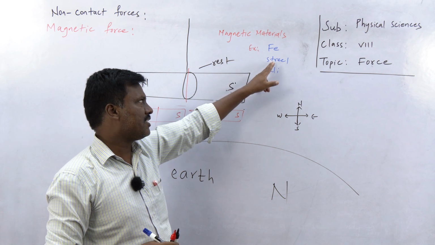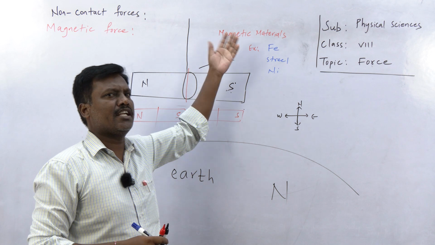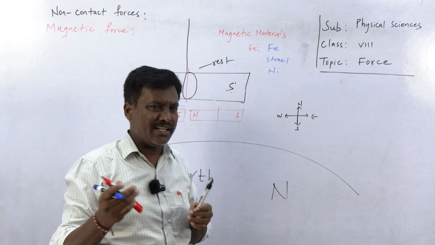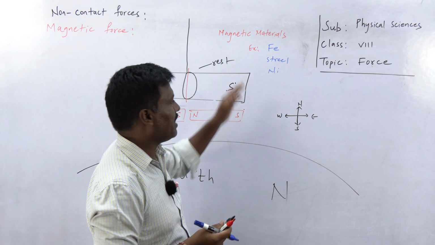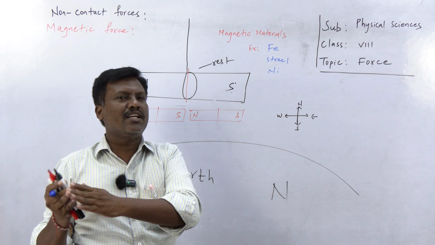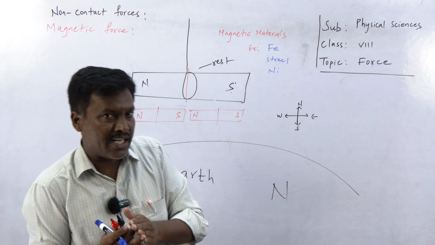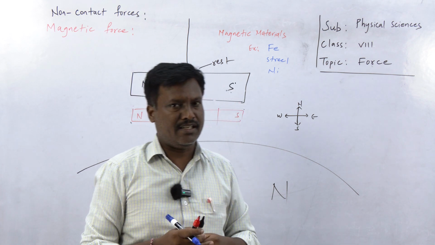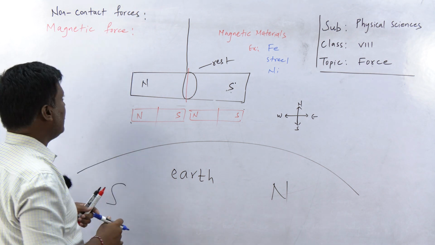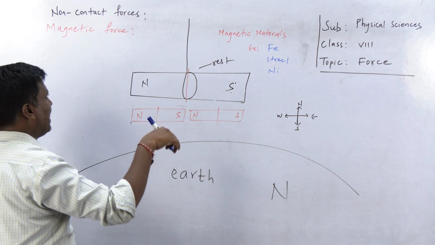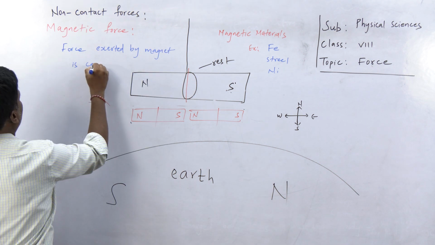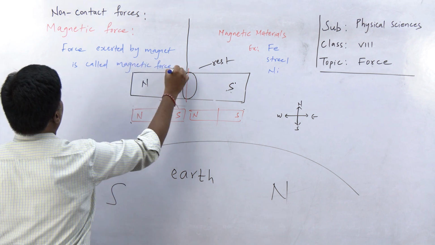When you bring a magnet near these pieces, these materials are attracted by the magnet. But plastic, rubber, wood, dry wood, such kinds of bodies, are they attracted by a magnet? No, they are called non-magnetic materials. So materials which are attracted by a magnet are called magnetic materials. Materials which are not attracted by the magnet are called non-magnetic materials. So from this basic idea, how can we write the magnetic force? Magnetic force is the force exerted by the magnet.